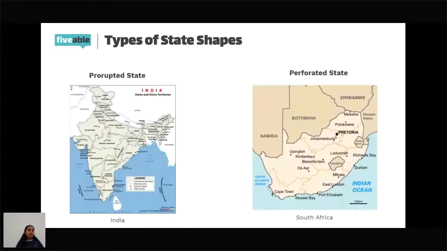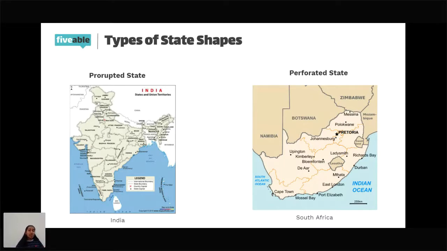A prorupted state is a state with an extension, or a proruption, and this proruption usually feels detached and it's hard to access, and they might identify with states that are closer around them. So in this picture, you can see the country India, and this proruption, this piece of land on the right side, is connected to the mainland by a very narrow strip of land. So it's harder to get to that side of India, and they may identify closer with the countries around them, such as Myanmar, Bangladesh, and China, rather than with India, because they feel a lot more distant from the mainland.